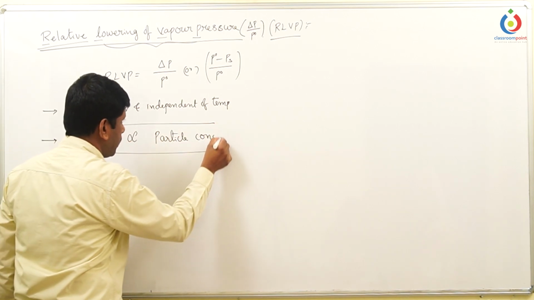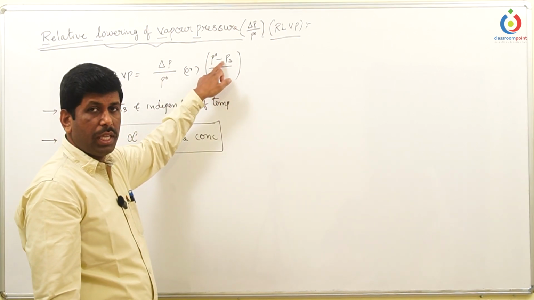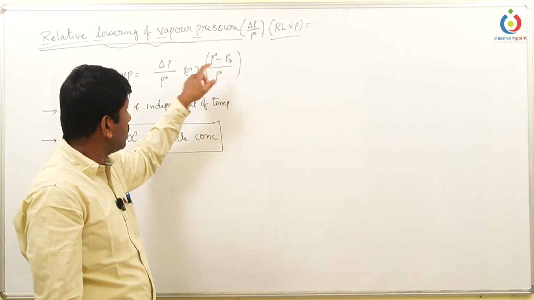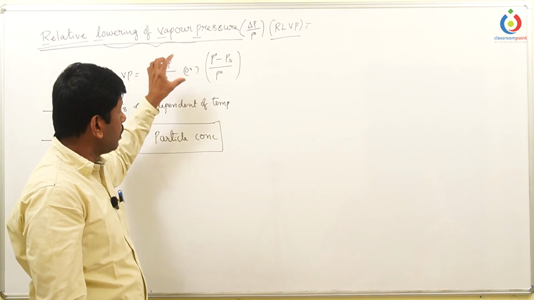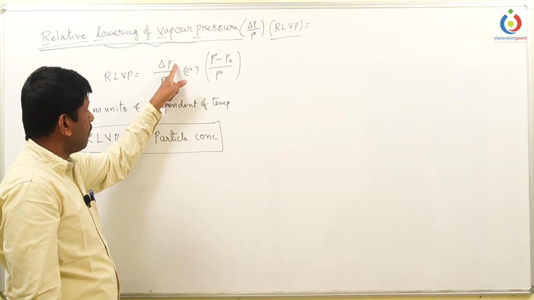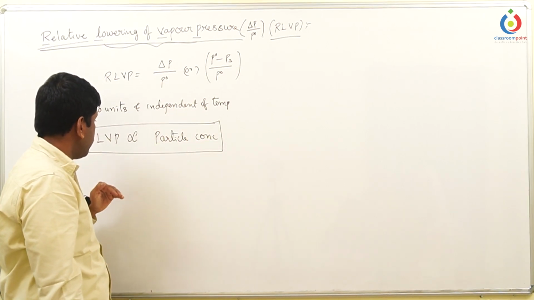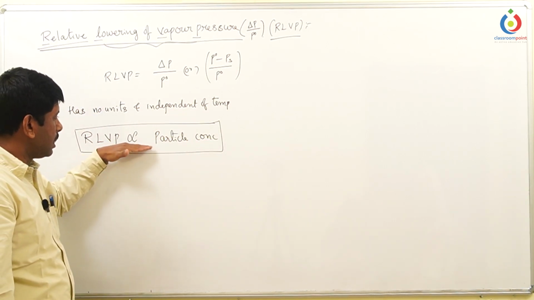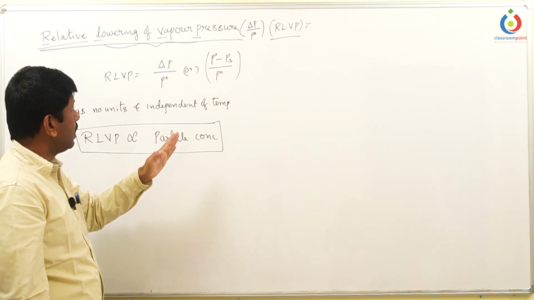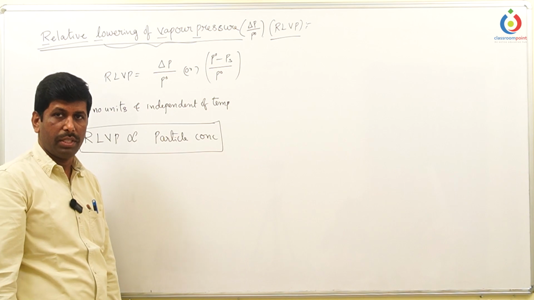Why is it directly proportional to the particle concentration? We have already seen that lowering of vapor pressure is directly proportional to the concentration. When concentration increases, the lowering of vapor pressure, that means the delta P value, also increases. So in this formula, delta P occupies the numerator position. When the numerator value increases, the total value also increases, because the denominator value is constant here. That is the reason why we can say that relative lowering of vapor pressure is directly proportional to the concentration. Now let us see the colligative properties, in which relative lowering of vapor pressure is independent of the temperature.